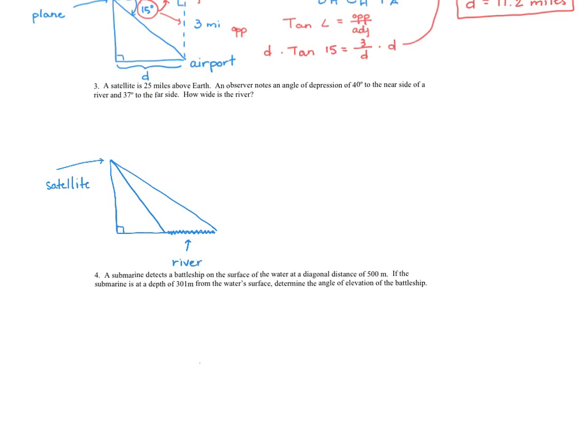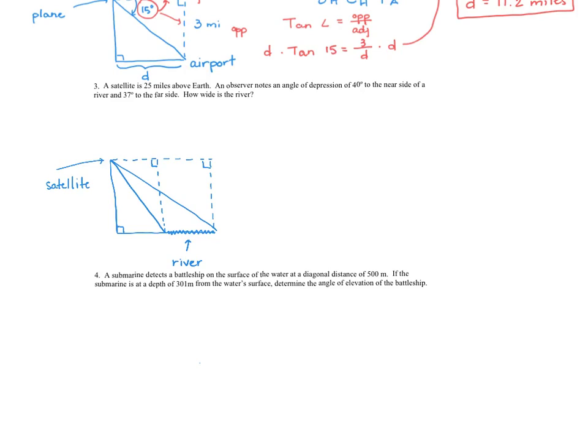And what's actually being created are two separate right triangles. Because we're talking about angle of depression, I'm going to draw in those triangles on the opposite side. That triangle will go from the far side of the river to the satellite, and this triangle will go from the near side of the river to the satellite.